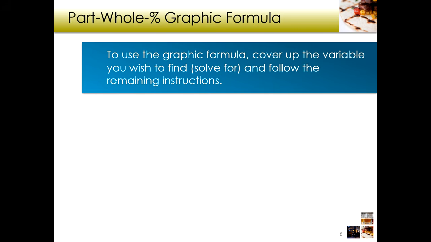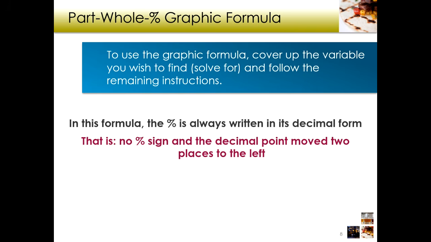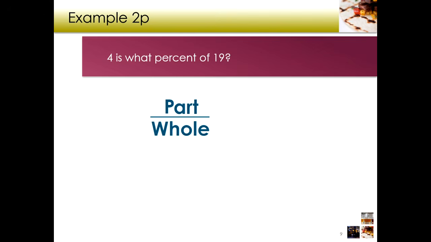So to use a formula, we cover up the variable you wish to find or solve for and follow the remaining instructions. The percentage is always written in decimal form when we do this calculation. So that is no decimal sign, and the decimal point is moved 2 places to the left. So we're in that decimal form, right? We're not in the percentage point. The key words when you're looking at questions are: "is" equals a part, and "of" is of the whole. And you'll see how that plays out in the examples coming up here.